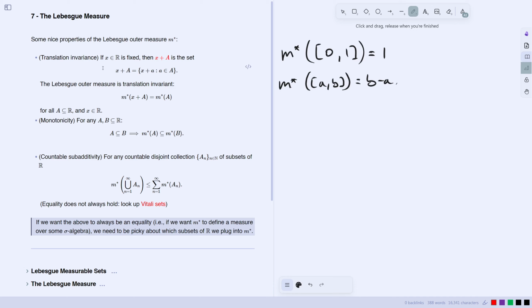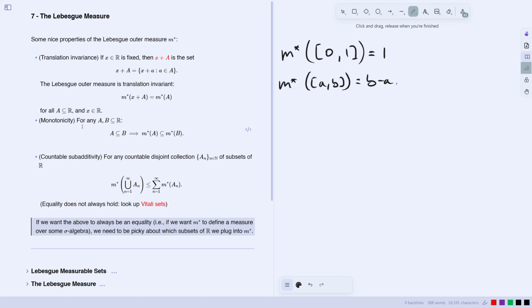Okay, I'll start walking you through things a little bit more rigorously. If I have a fixed real number x, I'm going to define x + A, where A is a subset of R, as the set where I just take x and add it to every element of A. All those points together is this shifted set x + A. And the Lebesgue outer measure is translation invariant. That means that the Lebesgue outer measure of x + A is still the Lebesgue outer measure of A. It doesn't change. And that's for any subset of R and any point x.